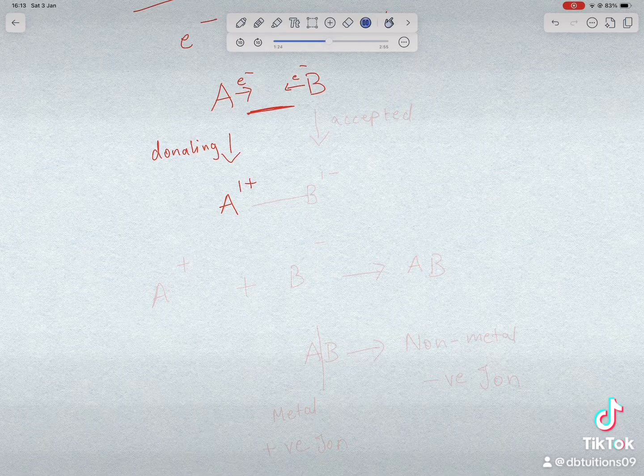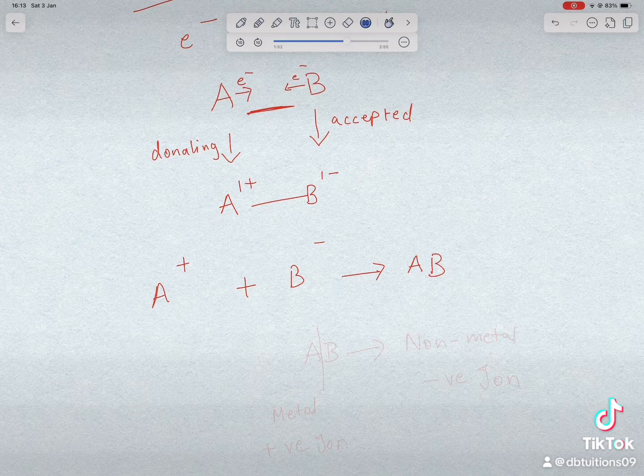Whereas the same electron donated by A is being accepted by B. Now remember, whenever you pick up a negative habit, you get a bit of negative energy, and that's why B becomes the negative ion and both form a bond. So therefore, A positive plus B negative is forming an ionic compound AB.